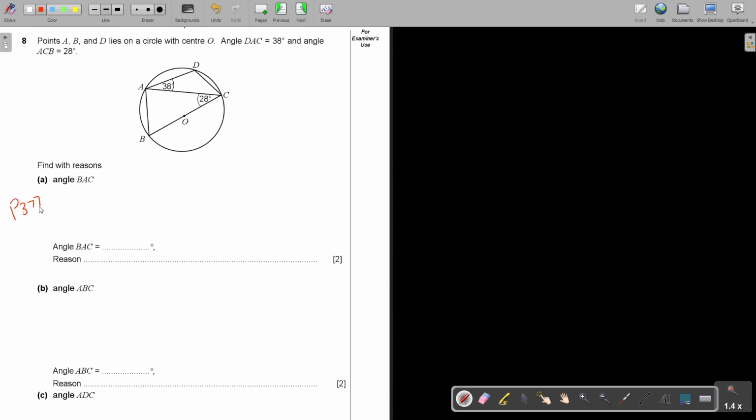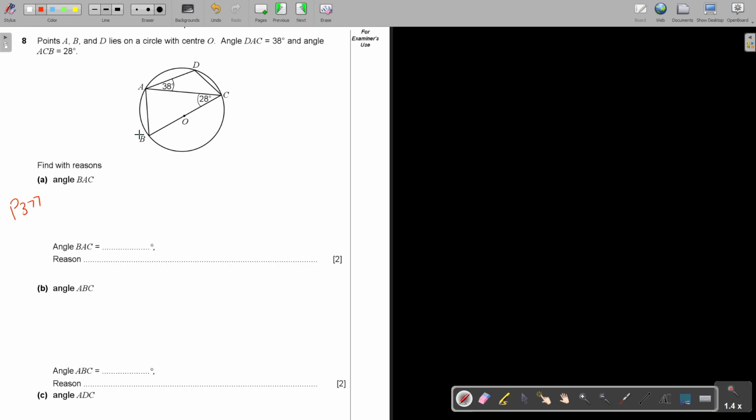377. Now what I usually like to do is fill in the whole question, but I think for this case we're just going to start by first reading. So points A, B, and D lie on a circle. So A, B, and D, as well as C, on a circle with center O. Angle DAC is 38 and angle is 28.